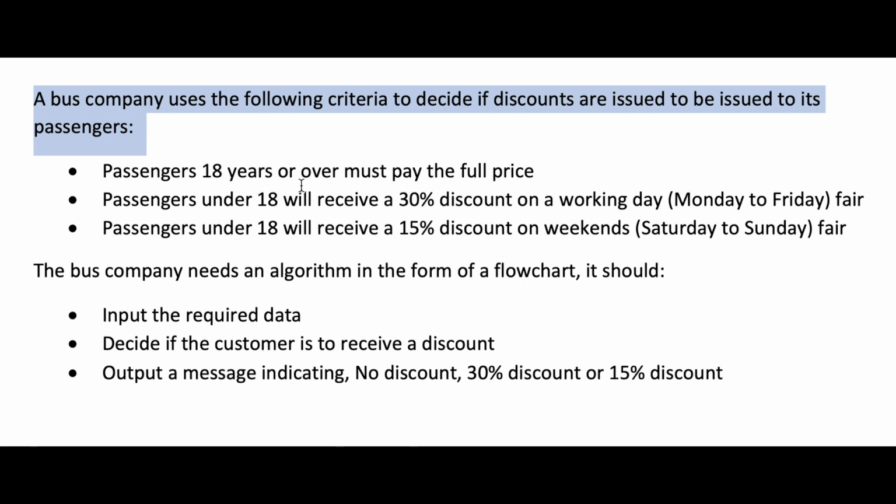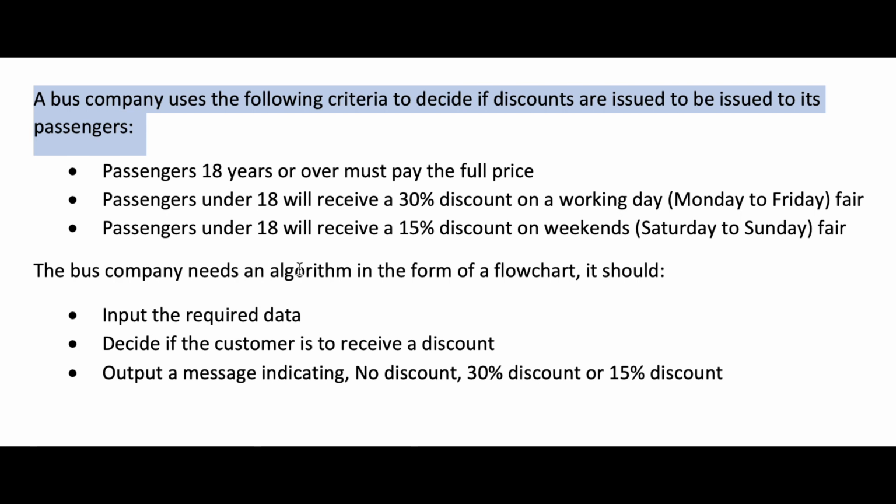A bus company uses the following criteria to decide if discounts are to be issued to its passengers. Passengers 18 years or over must pay the full price. Passengers under 18 will receive a 30% discount on a working day, which we'll define as being Monday to Friday. Passengers under 18 will receive a 15% discount on weekends, which we define as being Saturday and Sunday.